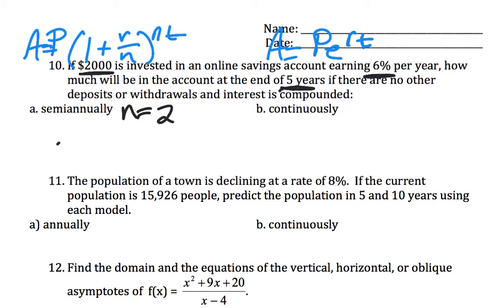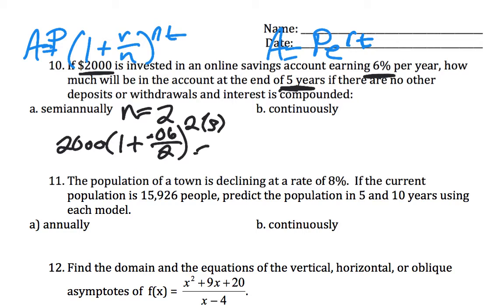So the principal is the initial amount, 2,000. 1 plus your rate as a decimal, so 0.06, all over 2, to the 2t. t is 5 years, this one. So I put that on my calculator. I get 2,687.83.